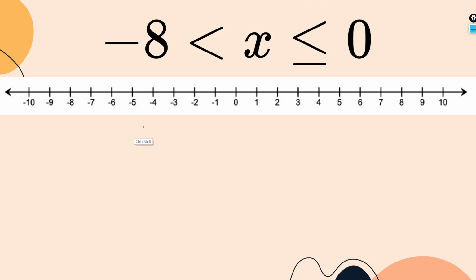Right. Let's graph this. Do we include negative 8? No, we don't. It's a hollow circle there. Do we include 0? Yes. Sama si 0. Solid yan. And the line segment in between. Right there. That's your graph. Okay? Super, super simple.